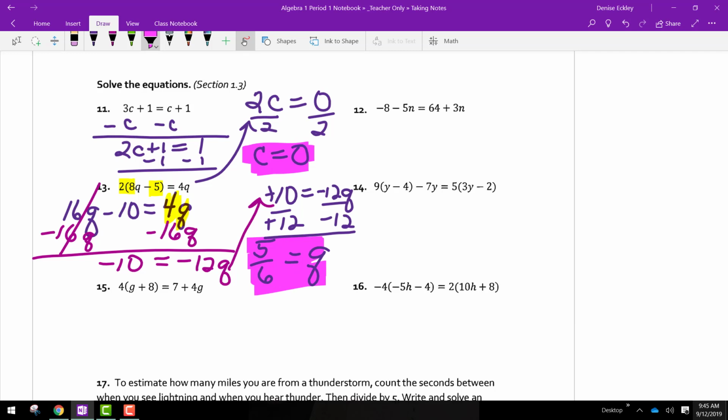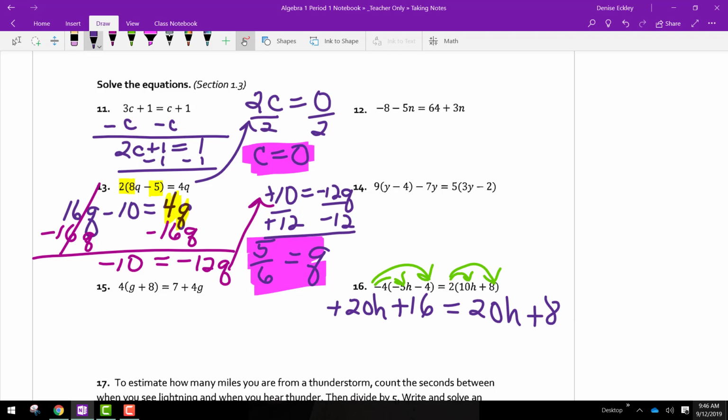The next one I'm going to do is number 16. Okay, we have parentheses on both sides and variables on both sides. So you're going to start by taking care of the distributive property. I'm going to distribute the negative 4 to the negative 5h and to the negative 4. Then I'll also distribute the 2 to the 10h and to the 8. So I'm going to have negative 20h plus 16, I'm sorry, that should be positive 20h. I have a negative times a negative. Plus 16 equals 20h plus 8.